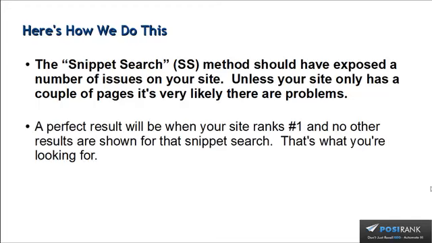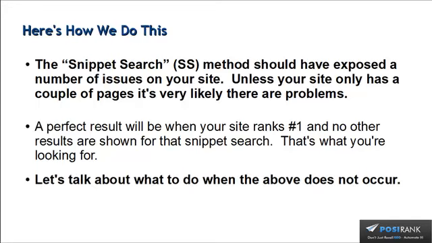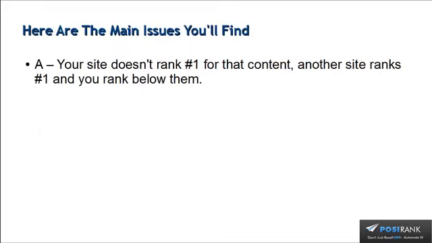A perfect result in a perfect world will be when your site ranks number one and no other results are shown for that snippet search. That's what we're looking for here. But as you and I know, problems happen. Let's talk about what to do when the above does not occur. Issue A, your site doesn't rank number one for that content. Another site ranks number one and you rank below them. How do we fix that?